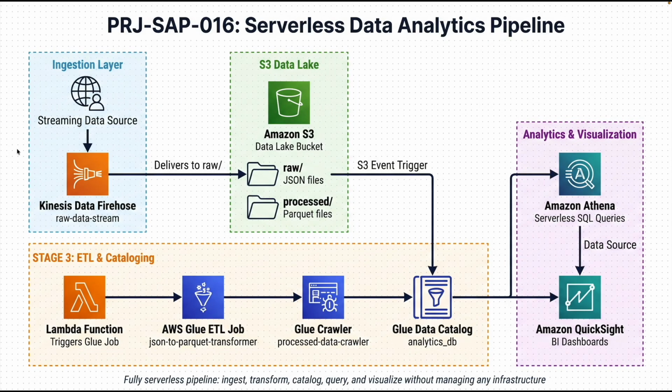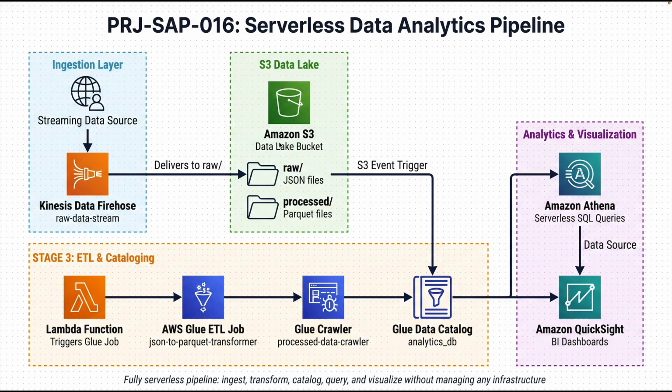So for the architecture, the first stage is going to be the ingestion layer. Here we have Kinesis Data Firehose to stream raw data, and this provides a fully managed service to capture, transform, and then load streaming data. It automatically batches, compresses, and then delivers it to S3. It takes us to the storage layer.